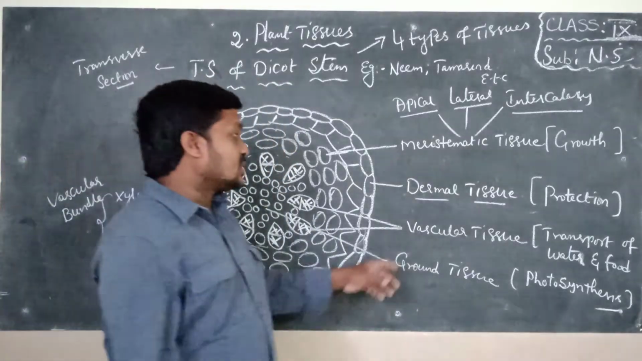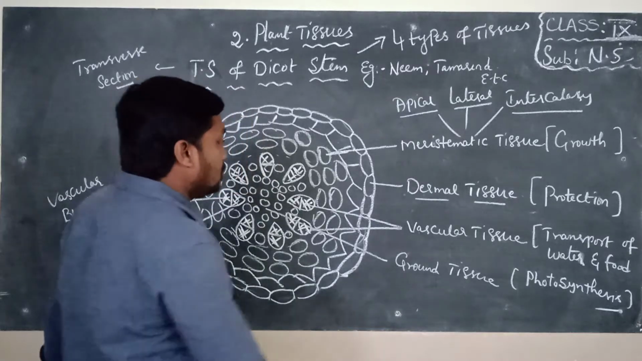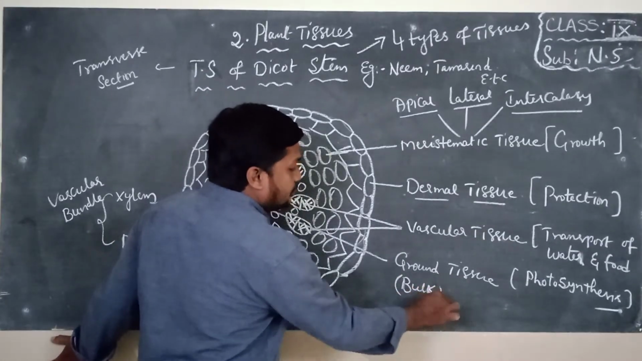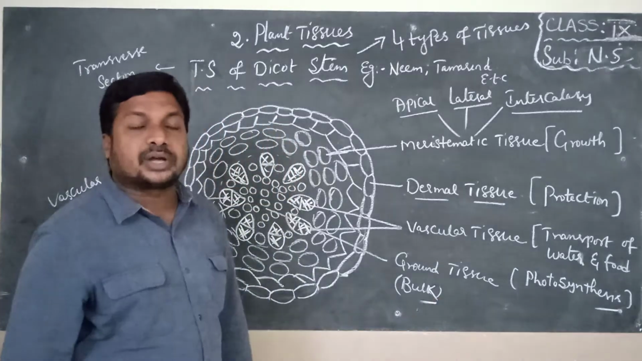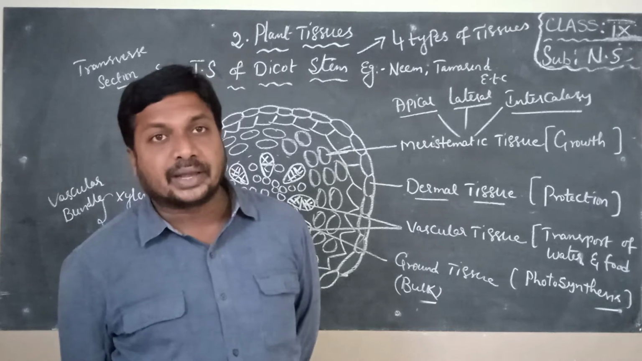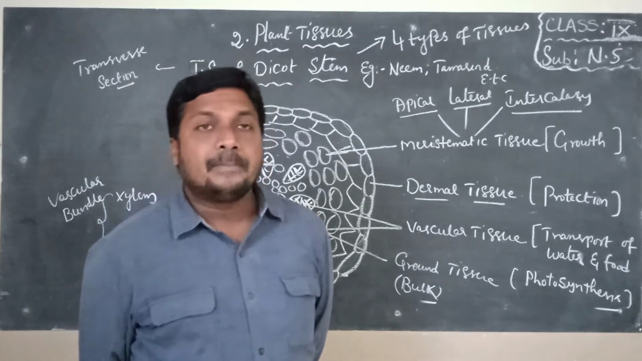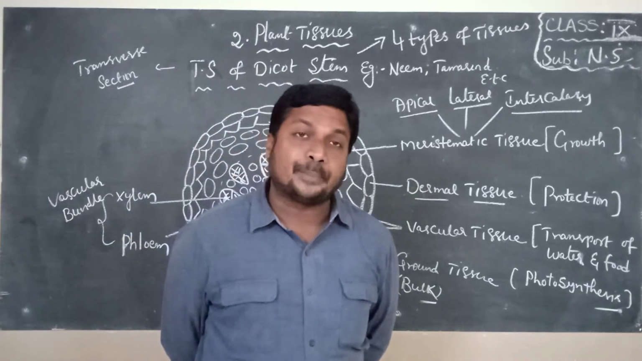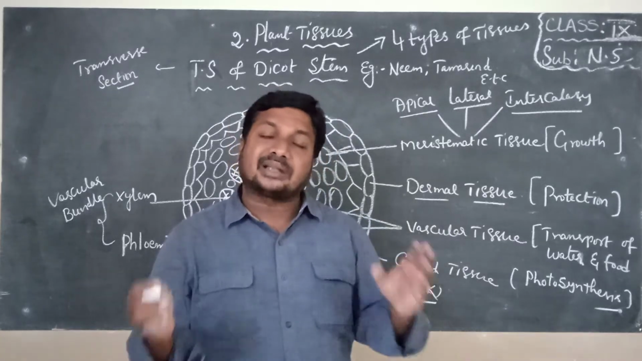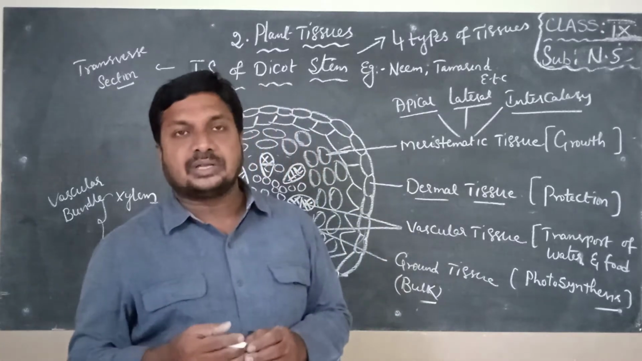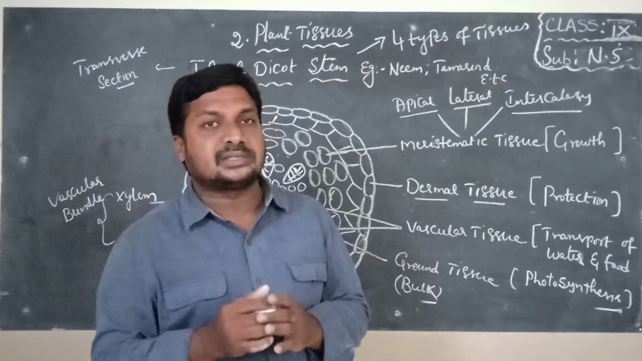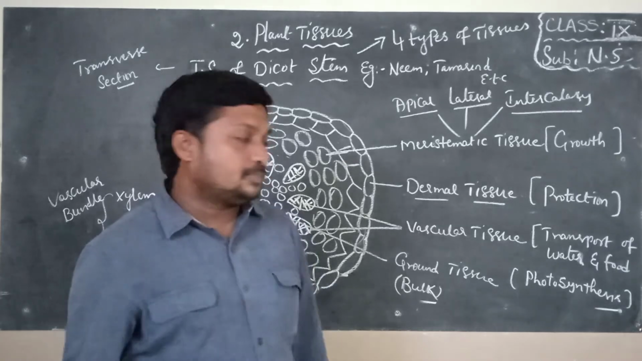Ground tissue, this is the last one, called ground tissue. The tissue which makes up the bulk of the plant body is known as ground tissue. Ground tissue consists of three types of tissues, children: parenchyma, collenchyma, sclerenchyma. Parenchyma cells are loosely packed, with thin cell walls. Collenchyma cells are tightly packed, with thick cell walls. Sclerenchyma are also compactly arranged, tightly packed cells with thick cell walls.